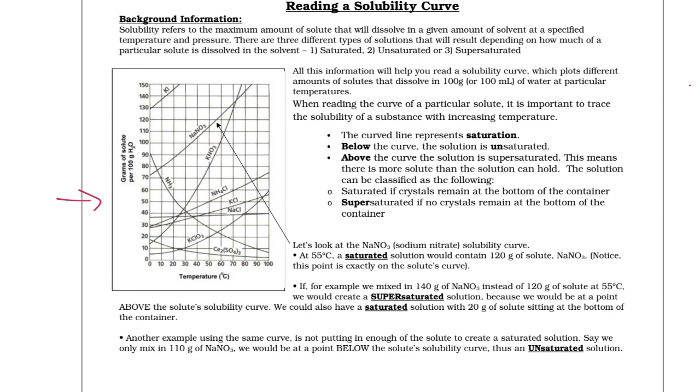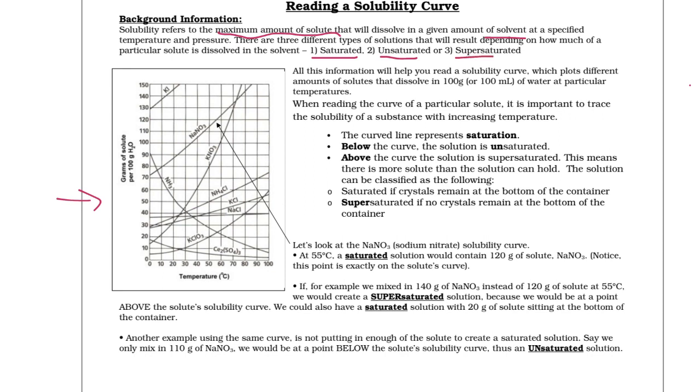So we recall that solubility refers to the maximum amount of solute that dissolves in a given amount of solvent at a specific temperature and pressure. And we know from our first lesson that there are three different types of solutions. Saturated is when the maximum amount of solute will dissolve in a given amount of solvent. Unsaturated means that there is still more solute that could be dissolved in a given amount of solvent.